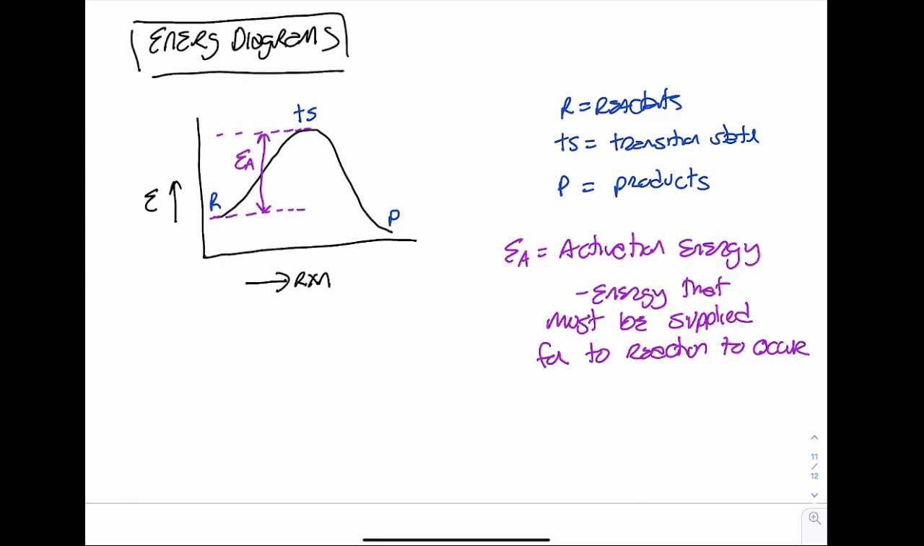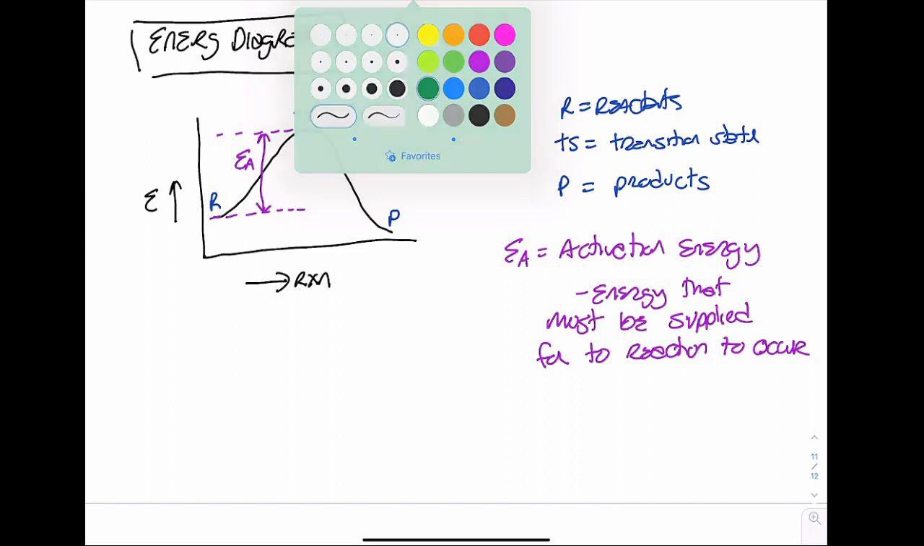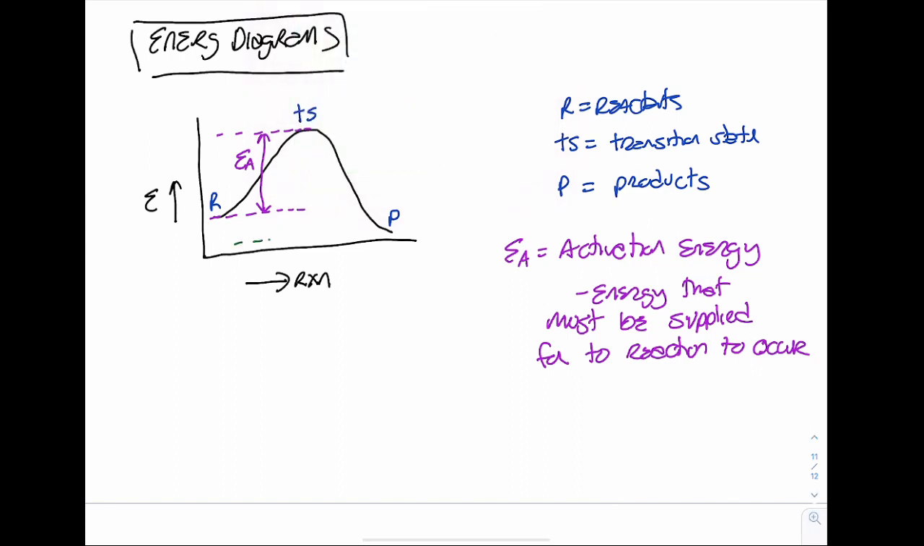Now notice I do have my products lower in energy than my reactants. So overall, we're actually losing energy, but I do have to put energy into it. So I'm gaining less energy than I'm getting out of it, but I do have to put energy into it. That doesn't mean that all reactions have a net energy loss, right? This one actually has a net energy loss because I'm drawing those products lower than I am the reactants.